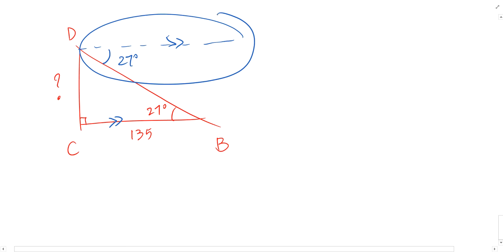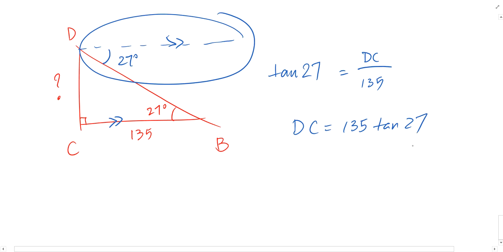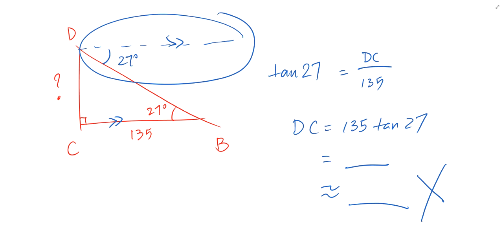So here we want to calculate DC. Which trigo ratio should we use? Tangent. What is angle? Angle 27 equals to DC over 135. Cancel or not? So DC equals to 135 tangent 27. Get the answer. Round it off. Then it will be wrong. Why wrong? They want DC, so why do I say it's wrong?